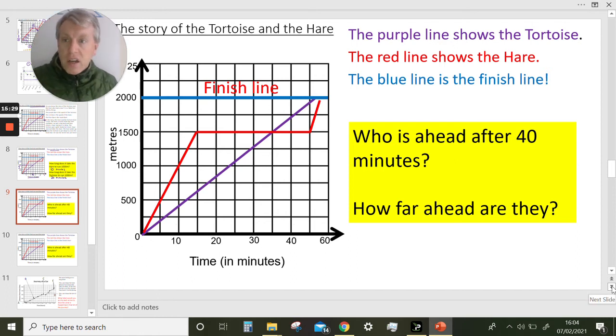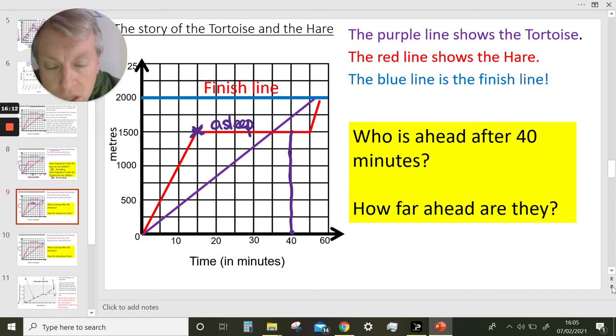Who is ahead after 40 minutes? Let's look. So this time we're looking for the time in minutes, 40 minutes. Who is ahead after 40 minutes? We're going to go up. Okay, well, after 40 minutes, this is the hare. Oh, look, the hare went off really fast. Can you see what happened here, though? He's gone really, really fast to get to 1,500 metres, but this line is now flat, showing he's not going any further. This is the bit where he's asleep.